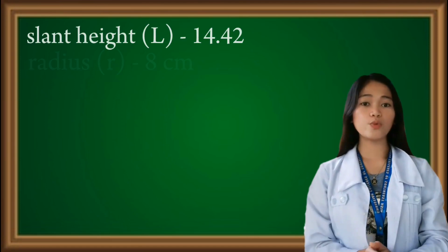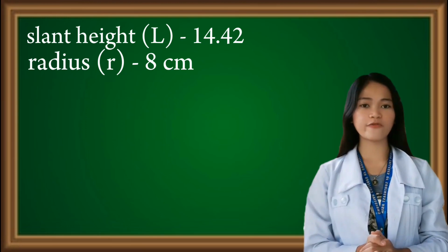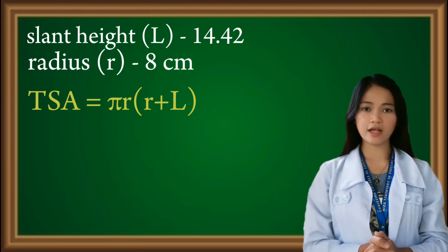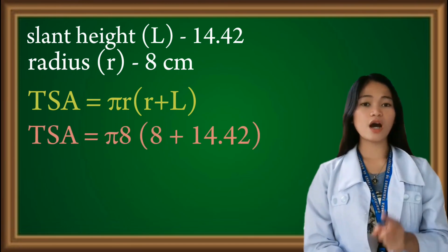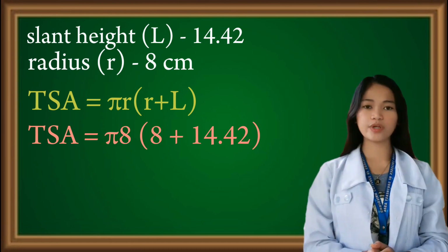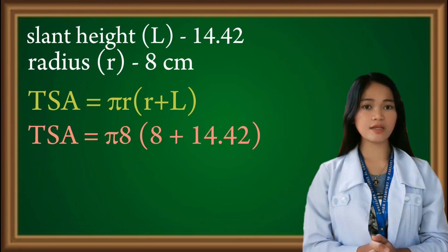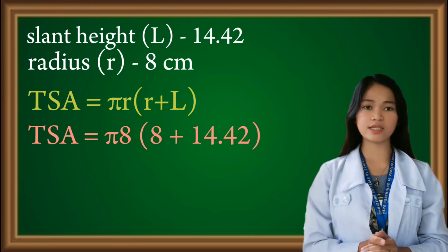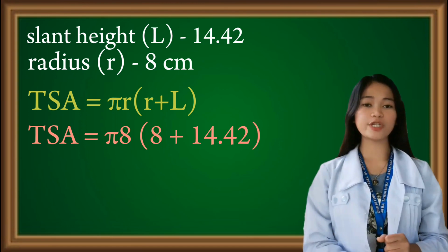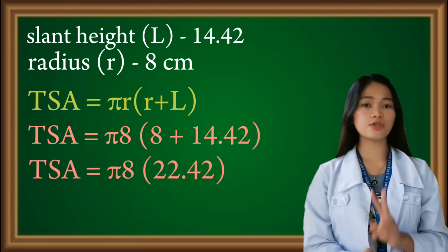And now, we already know the slant height, we can use the formula to calculate the total surface area, which is pi r open parenthesis r plus L close parenthesis. So the r, or the radius, is 8 and the L, or the slant height, is 14.42. Now we will first calculate the numbers inside the parenthesis, which is 8 plus 14.42. So 8 plus 14.42 is 22.42.